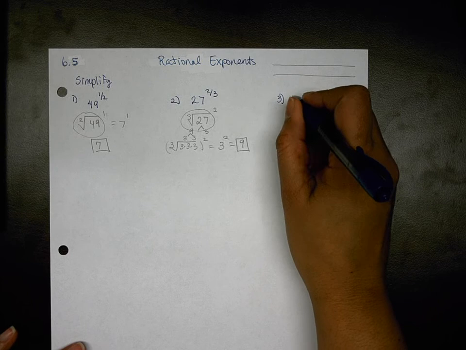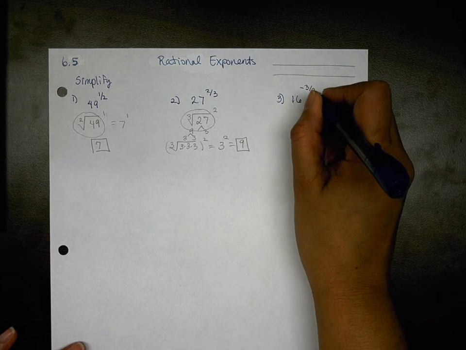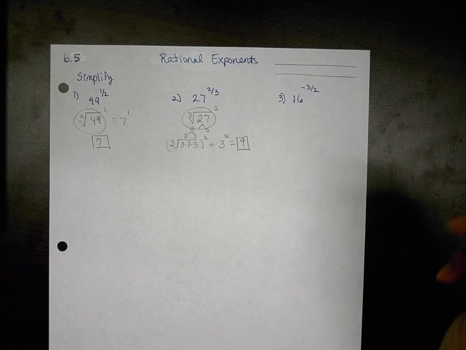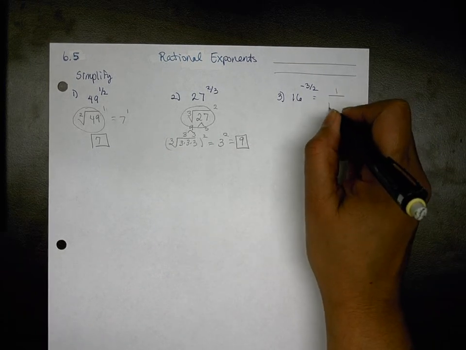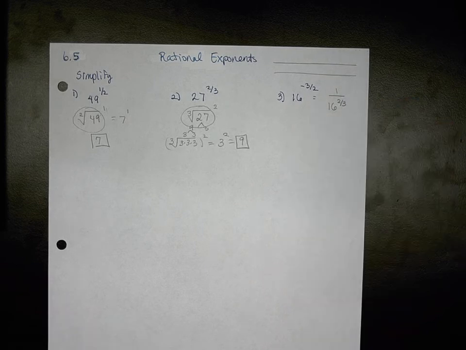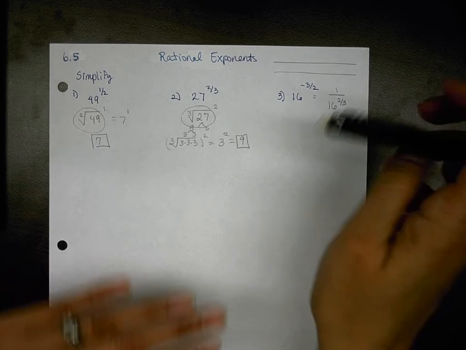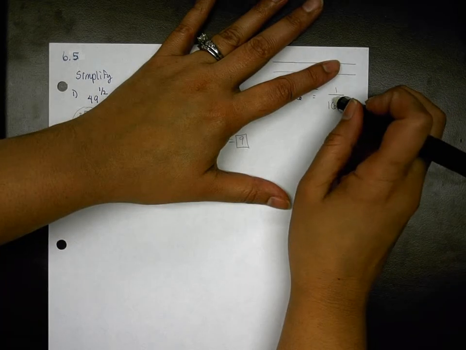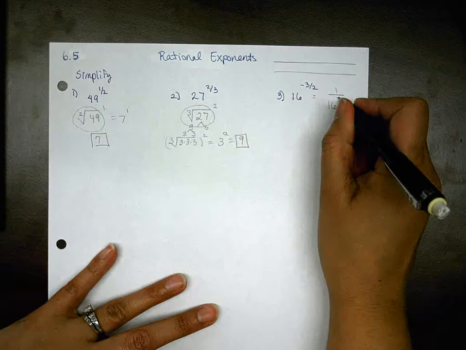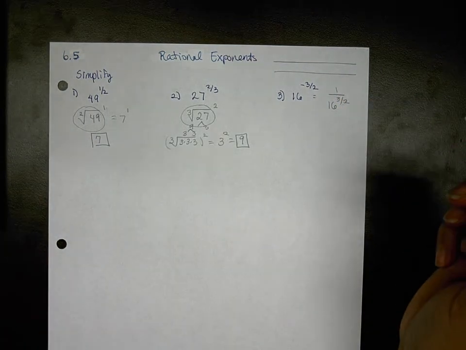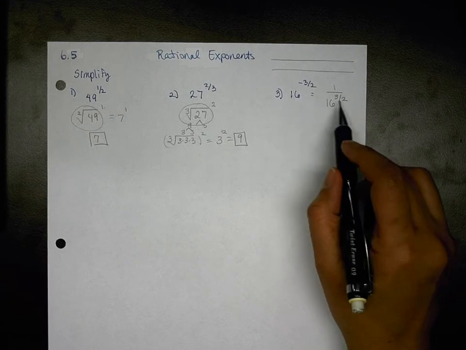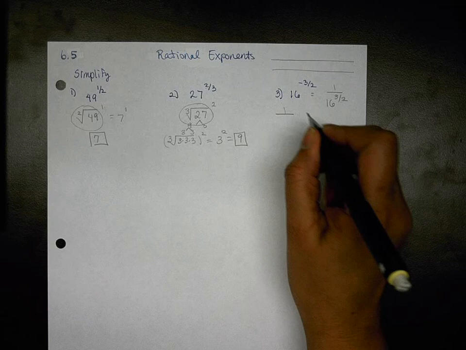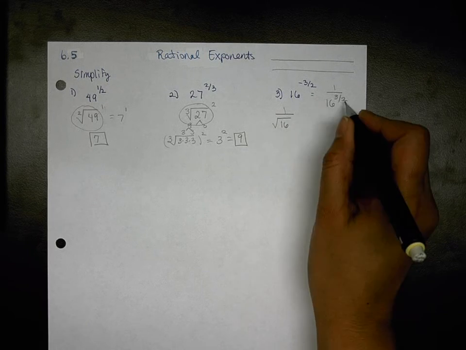Okay, number 3. 16 raised to the negative 3/2. Now, when you have a negative exponent, here is what you're going to do. You're going to move it to the denominator. That's what negative exponents do. They move it to the denominator. So 1 over 16, and my apologies, this should not flip. That should stay 3/2. The only thing that changes is that negative becomes positive once I move it to the denominator.